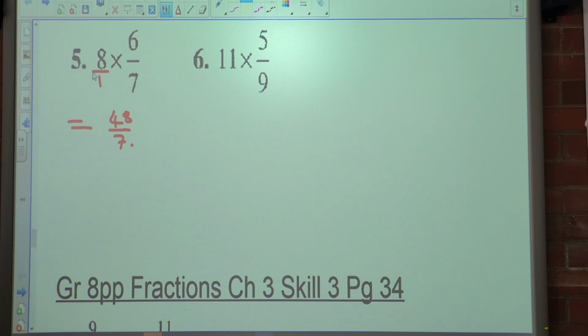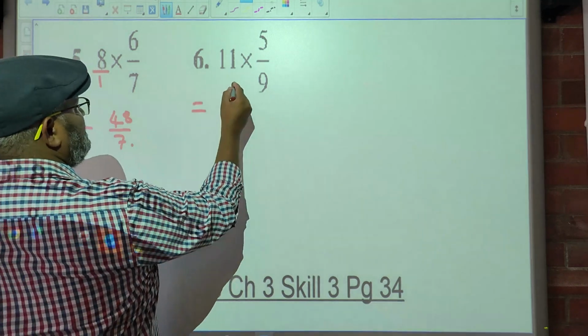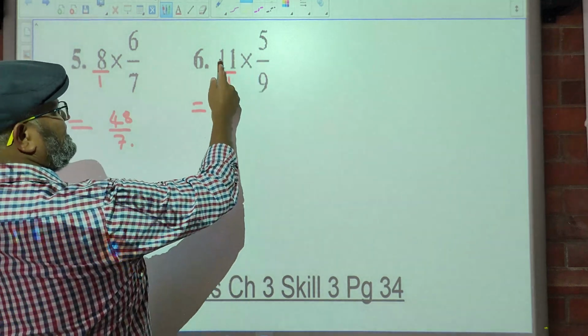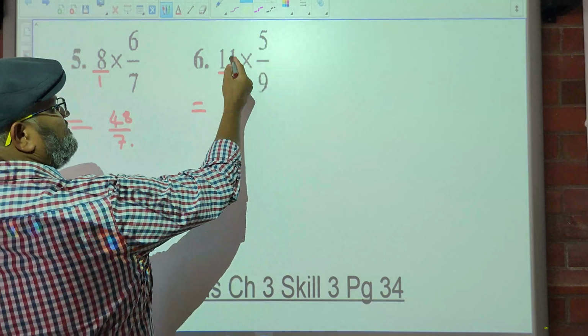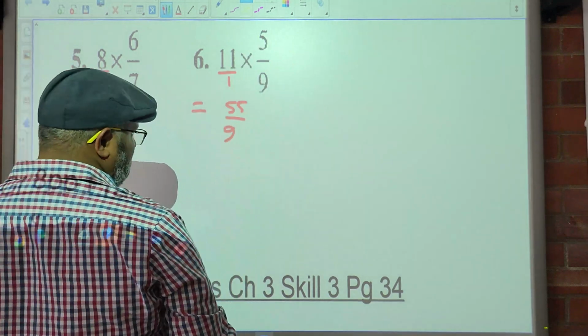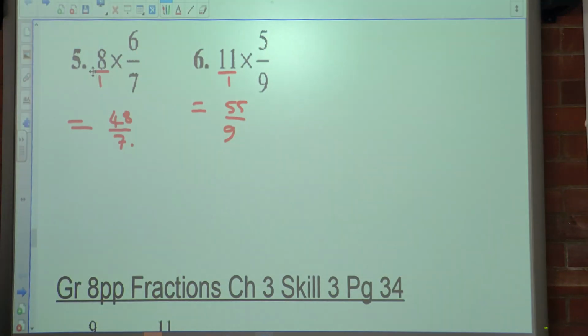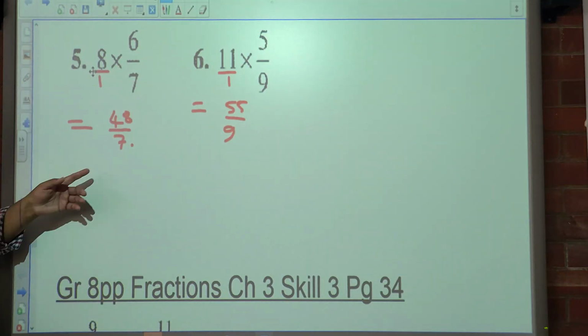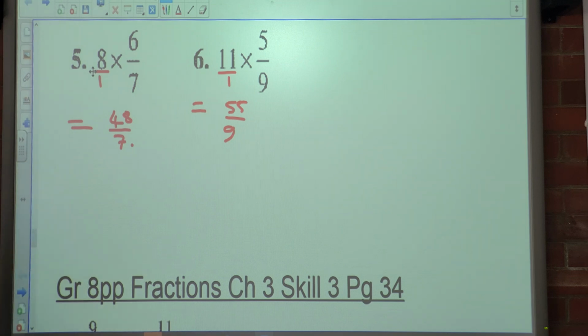Okay. The next one, that's naturally over 1. Is there any numerator and denominator you can cancel here? No. So 5 times 11 is 55 over 9. Again, if you had gone and you said this can be 6 and 1 over 9, it's fine. You're not going to lose anything, you don't gain anything. Okay.